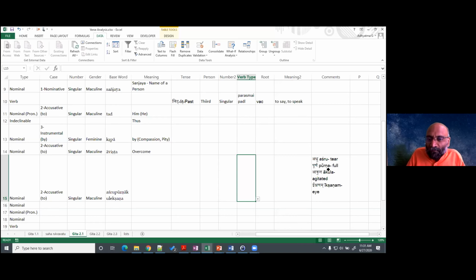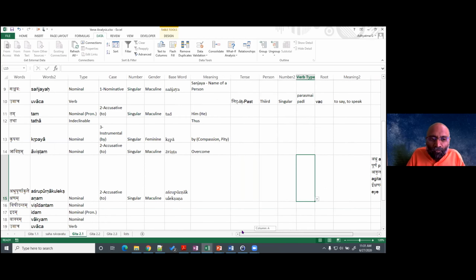If you look at it simply, it must be very clear that it means eyes full of tears and agitated. Yet this compound does not refer to the eyes, it refers to a person. This compound is called Bahuvrihi Samasa in Sanskrit. It refers to a person who has eyes which are agitated and full of tears.